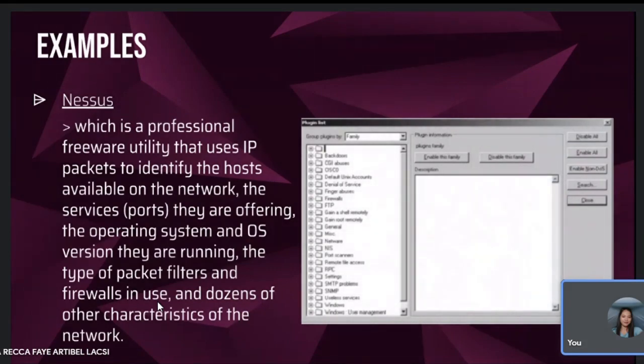Next is Nessus, which is a professional freeware utility that uses IP packets to identify the hosts available on the network, the services or ports they are offering, the operating system and OS version they are running, and the type of packet filters and firewalls in use, and dozens of other characteristics of the network.